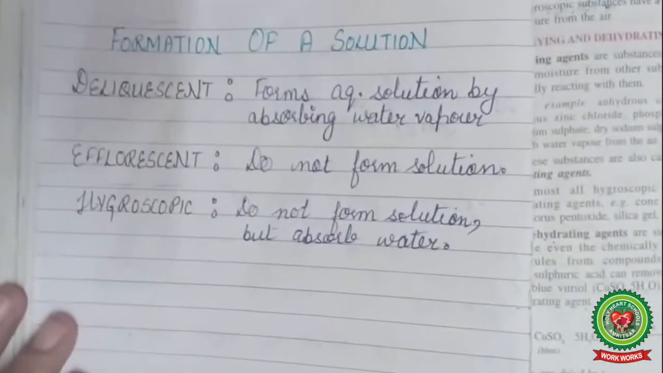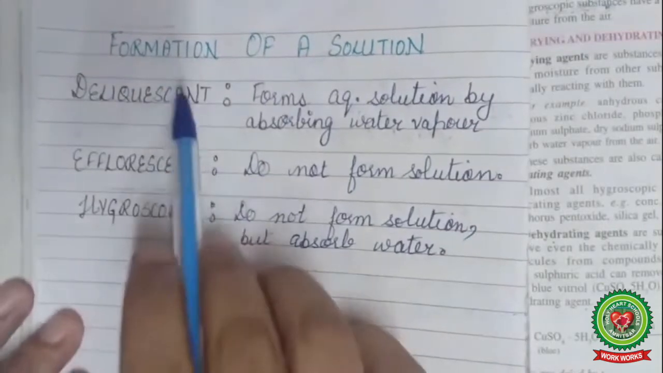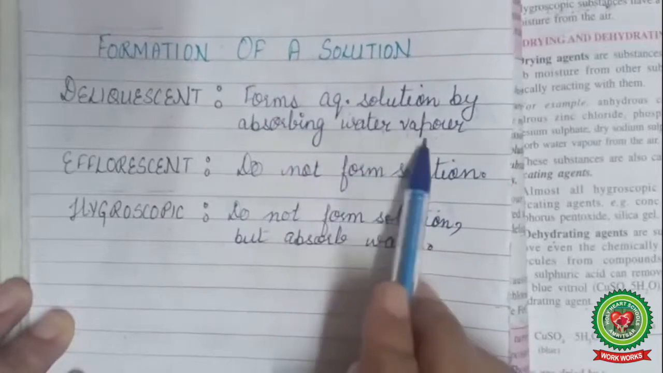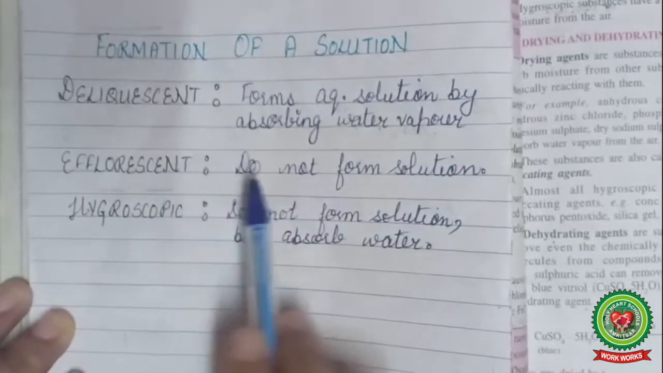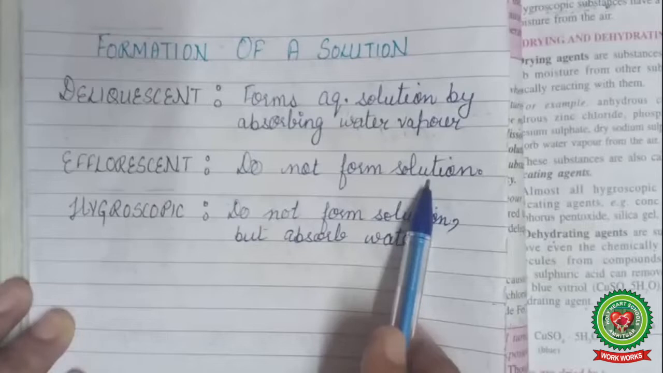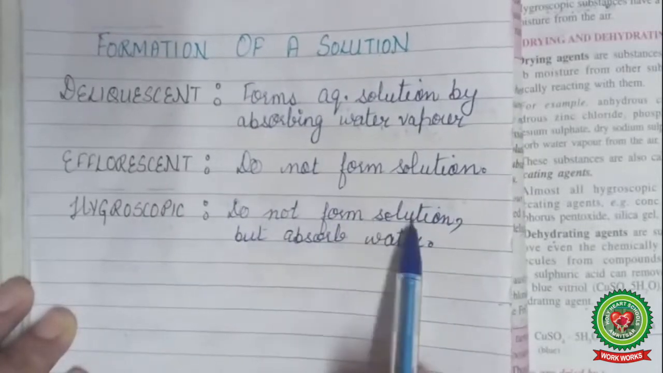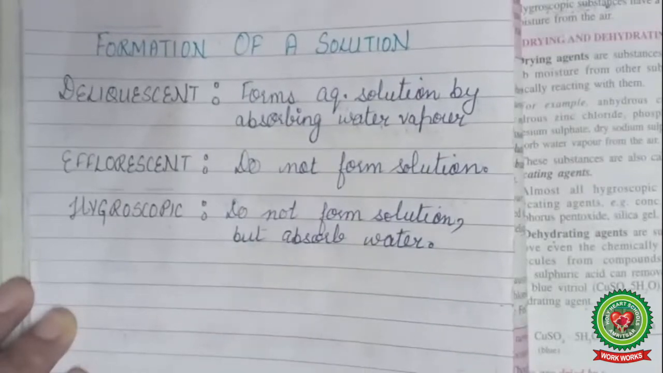Fourth one is formation of solution. Deliquescent substances form an aqueous solution by absorbing water vapor. Efflorescent substances do not form a solution; instead they form a powdery mass. Hygroscopic substances do not form a solution but absorb water.